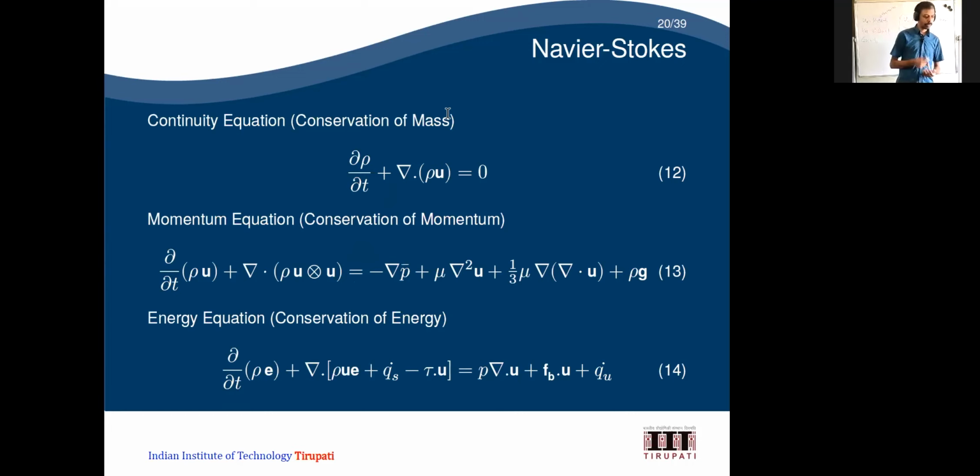So the Navier-Stokes equation says dou rho by dou t plus del dot rho u. So this is kind of incompressible flow. Incompressible means rho is going to be constant. If it is compressible flow, that means rho is not constant.